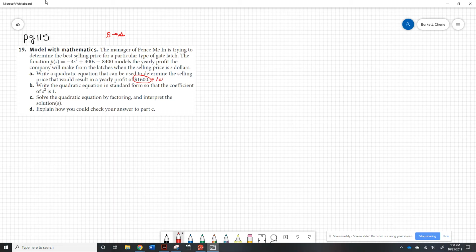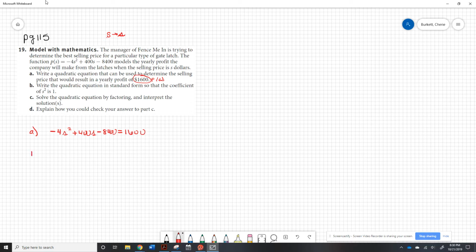This is my P of S. So my answer to part A is to simply write the equation negative 4s squared plus 400s minus 8,400 and set it equal to 1,600. So I did that. I did what they said. I took this problem right here and I just rearranged this one. I put this first and I put this last. And I substituted in this 1,600 for the profit because that's what it is.